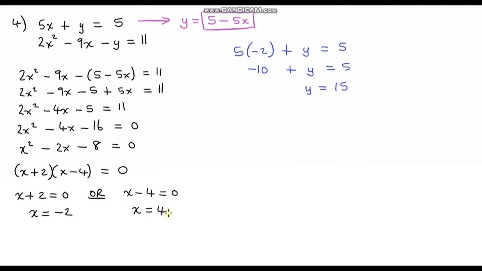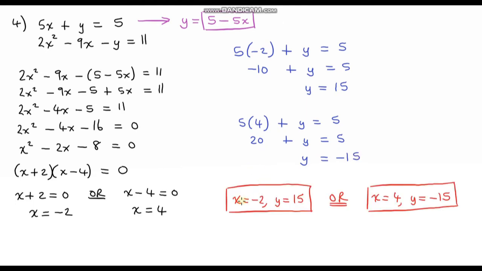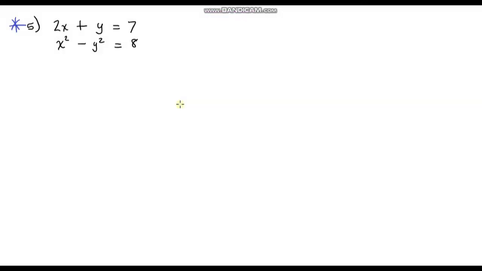The other one is when x equals 4. So we're going to have 5 times 4 plus y is equal to 5. Well, 5 times 4 is 20. So 20 plus y equals 5. And now if we subtract 20 from both sides, we get y is equal to negative 15. So our two solutions are x equals negative 2 and y equals 15, or x equals 4 and y equals negative 15. So now we're on to question 5, and this asterisk means this is a calculator question.